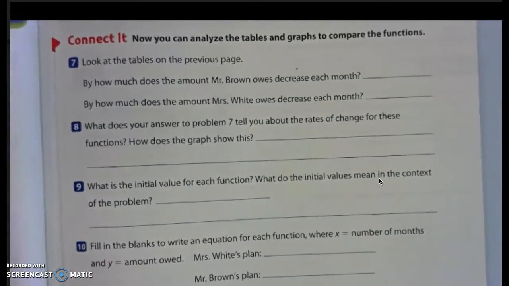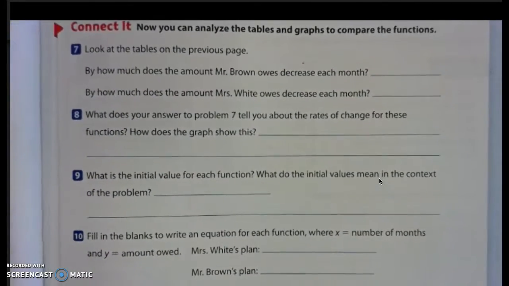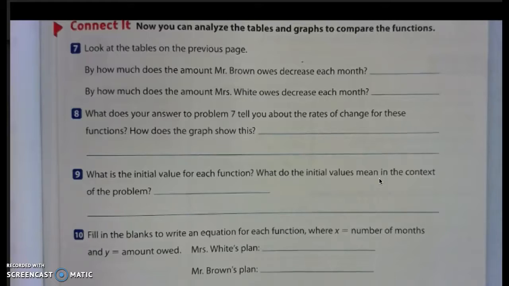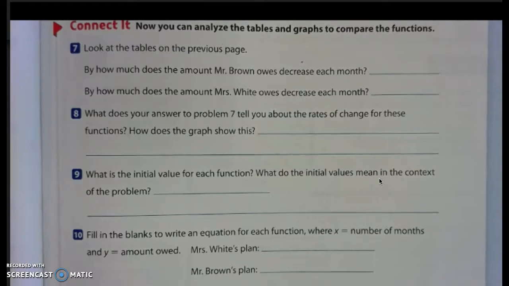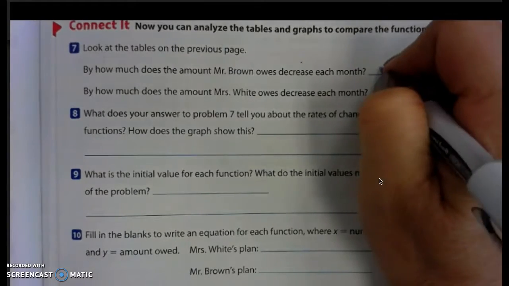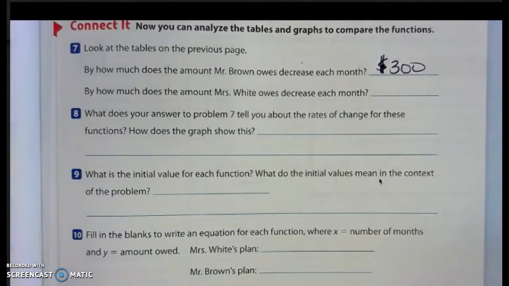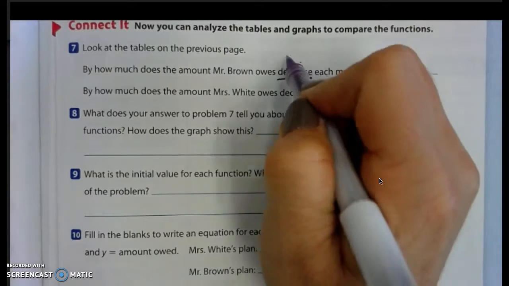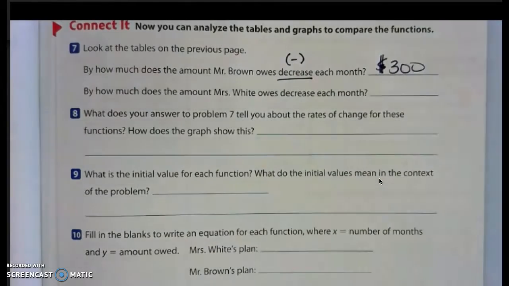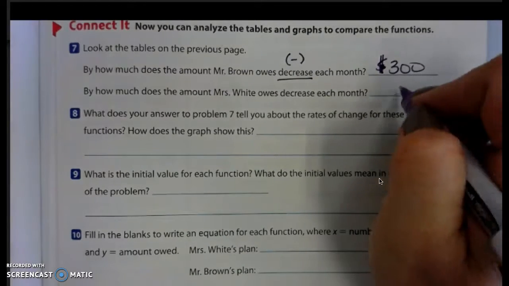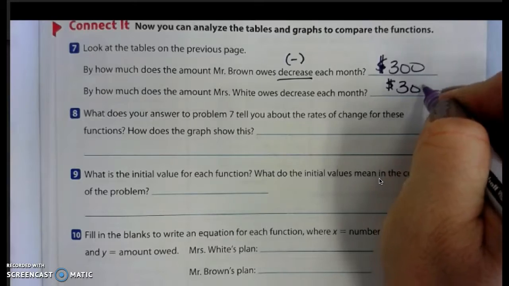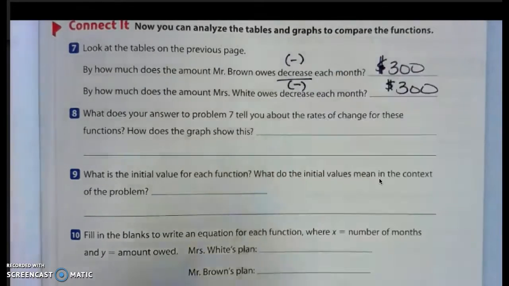Number 7. Look at the tables on the previous page. By how much does the amount Mr. Brown owes decrease each month? $300. Let's make that a dollar sign. Okay, we are decreasing, which is negative, by $300 each month. By how much does Miss White decrease each month? It was also $300. Okay, both of these were decreasing, both of them by $300.